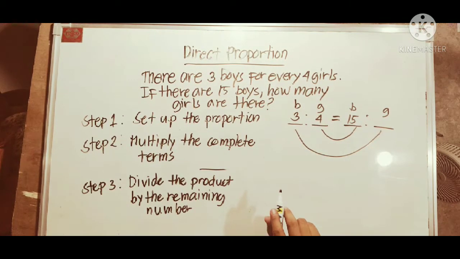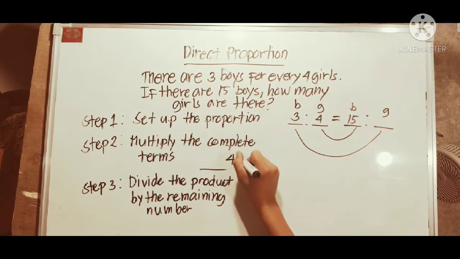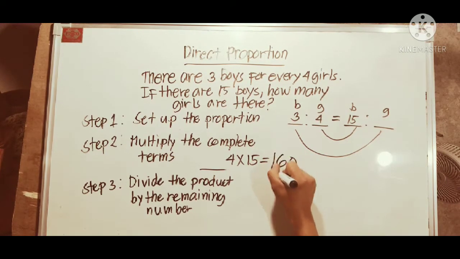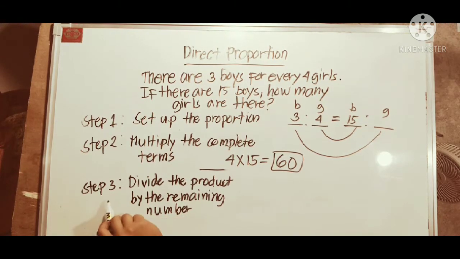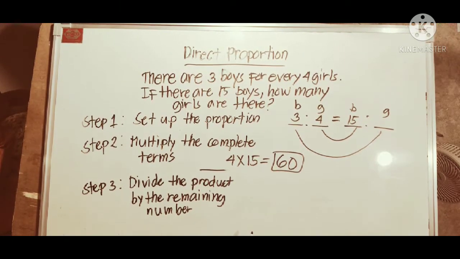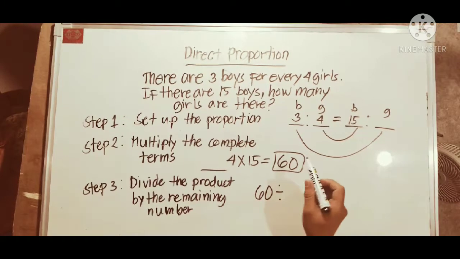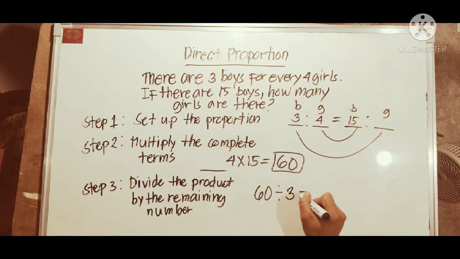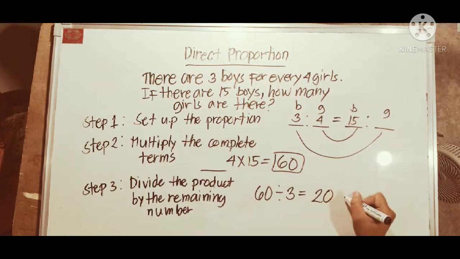Next, let's move on to step 3. Divide the product by the number. So 60 divided by the remaining number left unused, hindi pa nagagamit, yung walang ka-partner, that is 3. So that will be 20. And what will be the label? That will be girls. So that will be your final answer. At yun din naman yung hinahanap sa problem. How many girls are there?